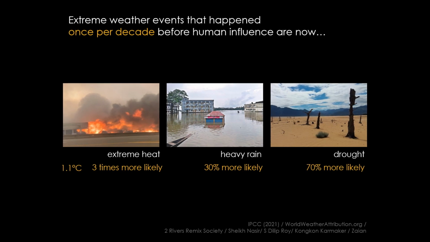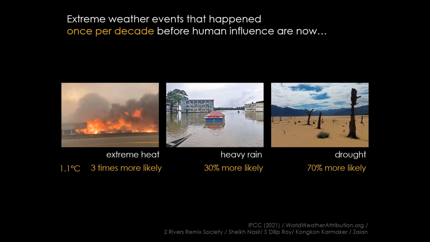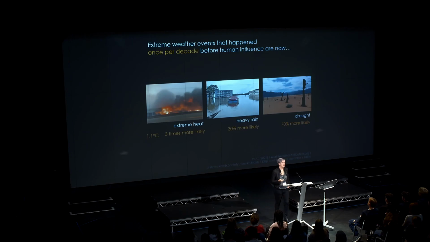And so just to give you an example, if you had an extreme weather event that you'd normally expect once in every 10 years before humans started putting greenhouse gases into the atmosphere, then that is now about 3 times more likely for extreme heat, about 30% more likely for heavy rain, and 70% more likely for drought. So that's just to say, really, that climate change is already affecting our weather a bit, and of course it's going to affect things more in the future, the more warming that we see.